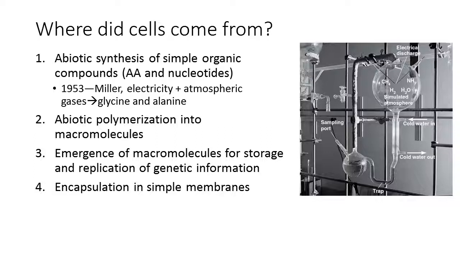The first is that abiotic synthesis of organic compounds had to happen. So things like your amino acids and nucleotides had to come from somewhere, and there weren't proteins, enzymes, a cell to make those yet. So that's the abiotic part. Something that's not living, not a cell, had to make these.